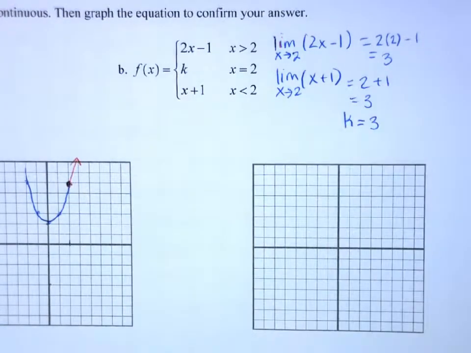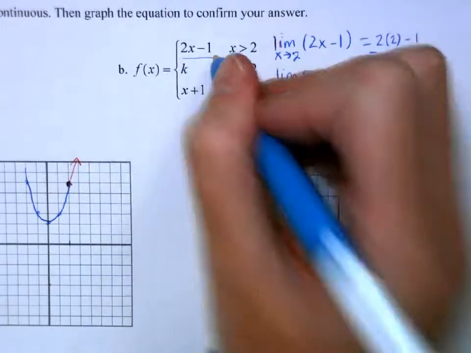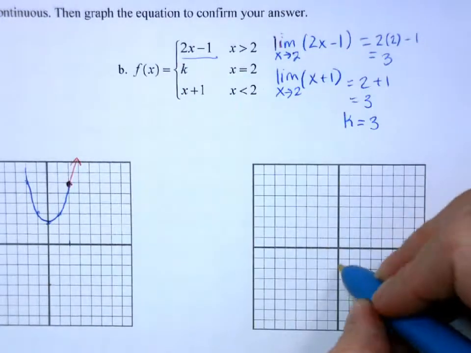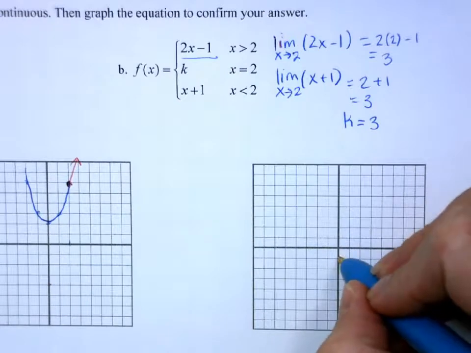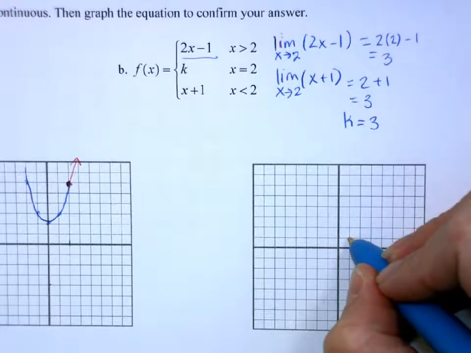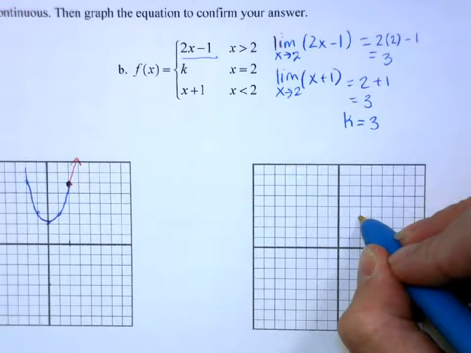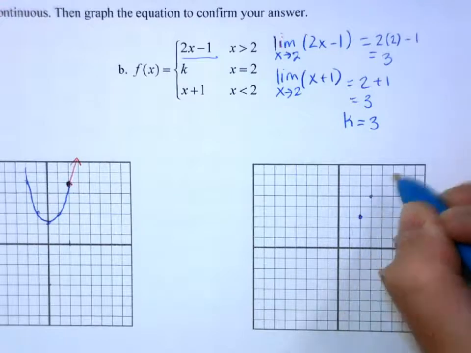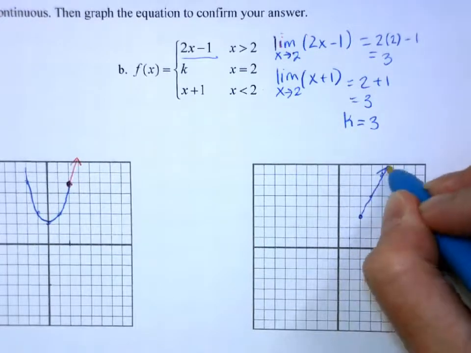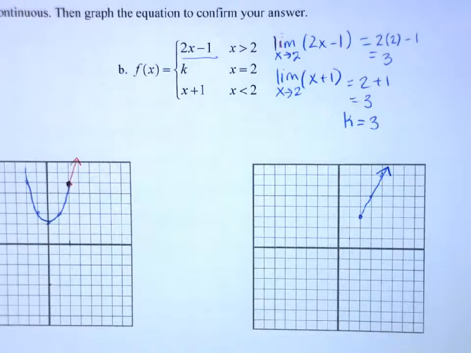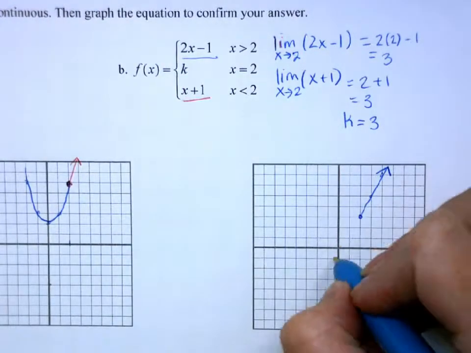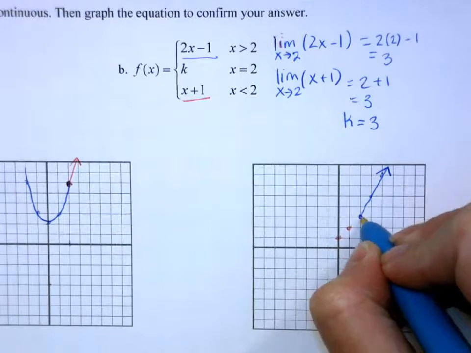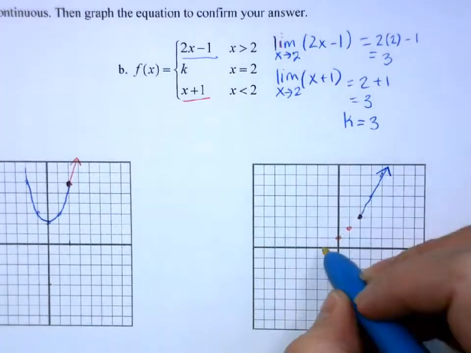Okay, for our graph, when x is greater than 2, we have 2x minus 1. So we'll start here, up 2 over 1, up 2 over 1. Continue with my slope of 2. X plus 1 when x is less than 2. So x plus 1, slope of 1, it meets there. There's the other half of that graph.